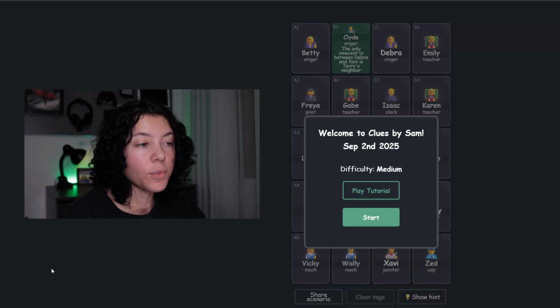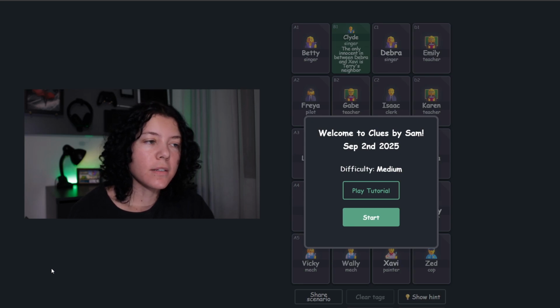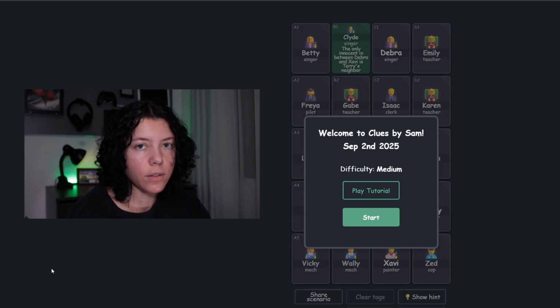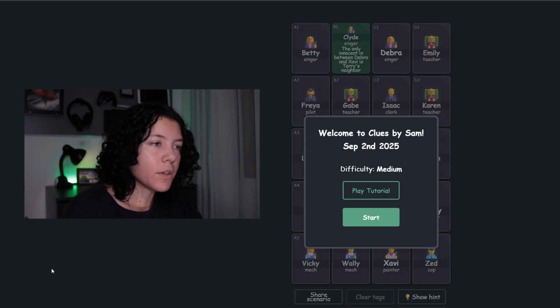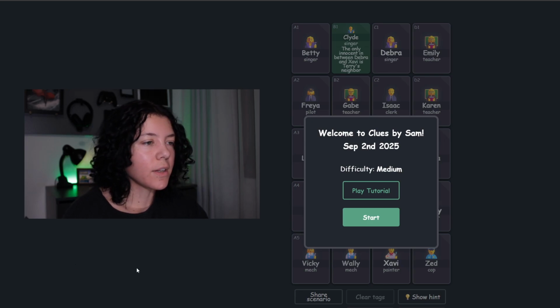Let's play Clues by Sam again. If you don't know what Clues by Sam is, it's a logic puzzle where you gotta figure out who on the board is a criminal and who is an innocent, and you cannot guess. You have to follow the clues and hopefully make no mistakes. The difficulty today is medium, so let's get started.